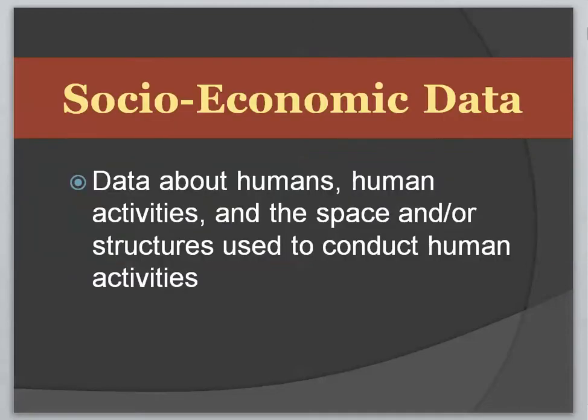Now, one general quality of data that you'll find within attribute tables, and by the way, this isn't the only one. There's a whole world out there of data just itching to be put into an attribute table for analysis. However, one that's quite common, everybody, is socioeconomic data. Data about humans, human activities, and the space and or structures used to conduct human activities. So, what are we looking at? That which is human, and also describing the humans, and also seeing just some of the ways that they may change the landscape a little bit.